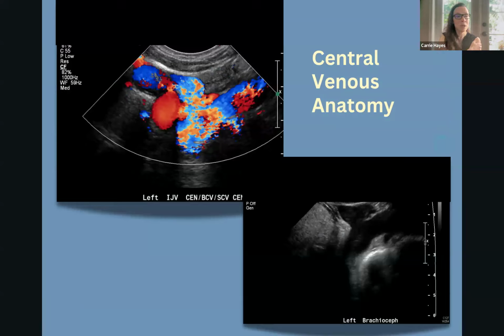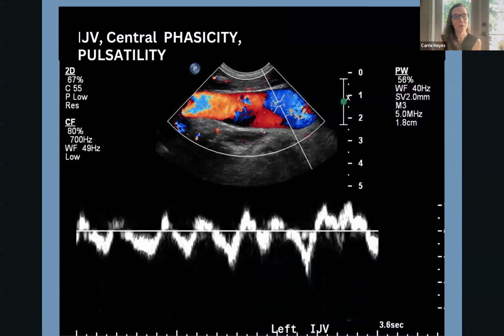placed? So these are some images from cases that I took back in the day, just showing some anatomy, what that blood flow should look like, grayscale. So just giving you a sense of that central venous anatomy image.